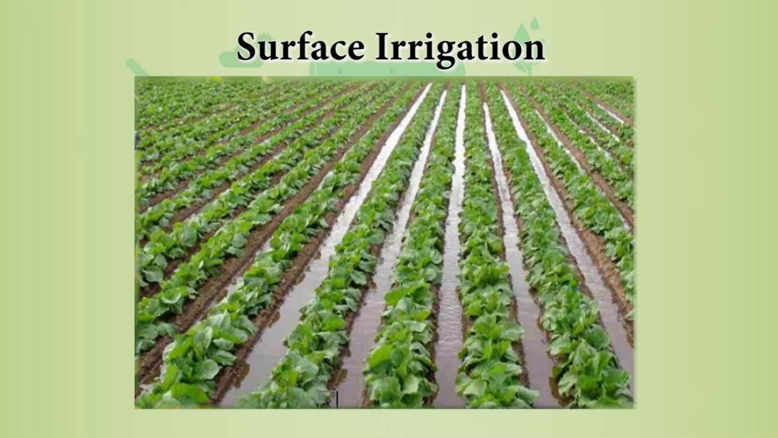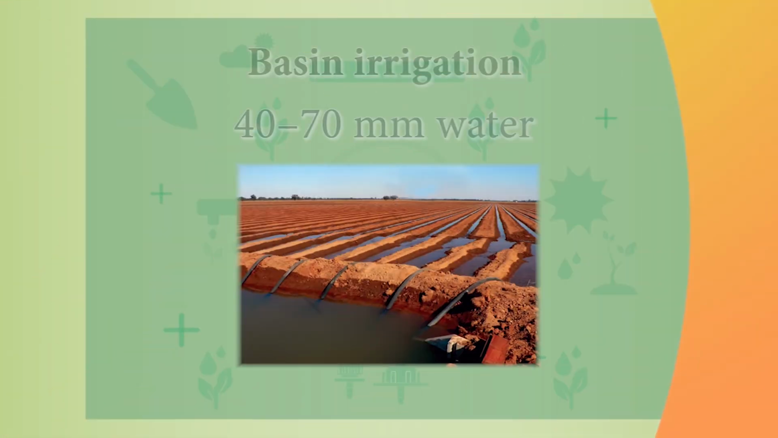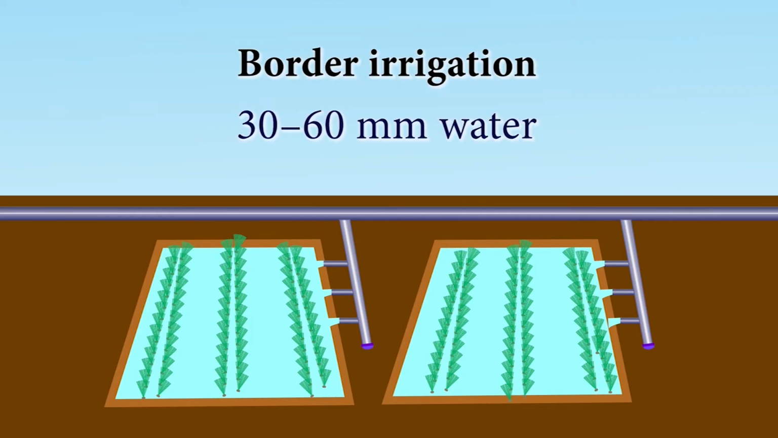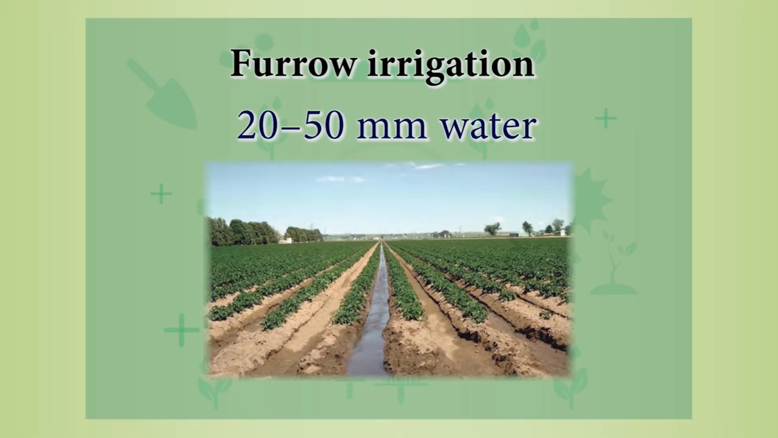Surface irrigation can be used for all types of crops. In surface irrigation methods, maximum water is applied per irrigation. Usually 40 to 70 millimeter of water is applied in basin irrigation, 30 to 60 millimeter in border irrigation, and 20 to 50 millimeter in furrow irrigation.